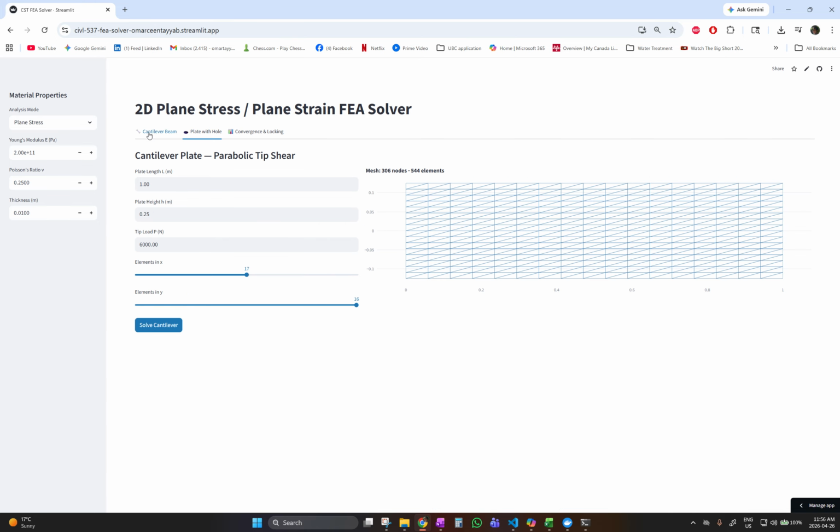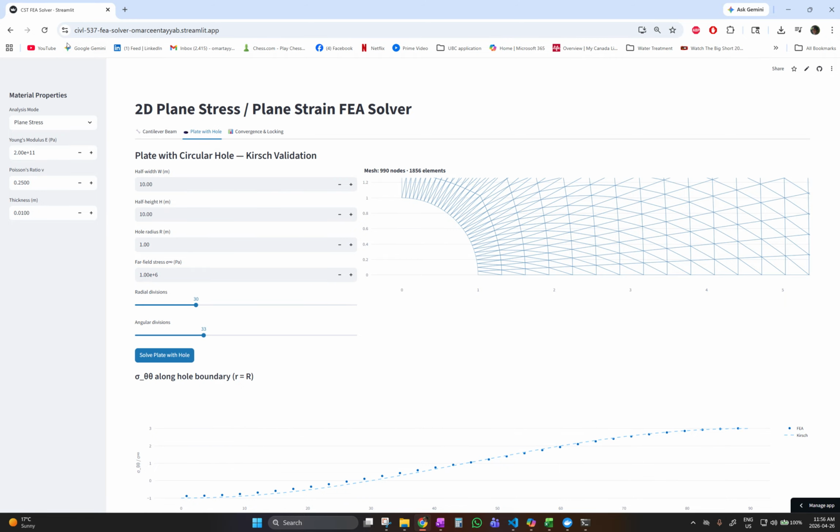So this is the FEA solver for two problems. One is a cantilevered beam, fixed at one end and subject to a parabolic tip shear on the other. And the other one is a plate with a hole, the Kirsch solution.